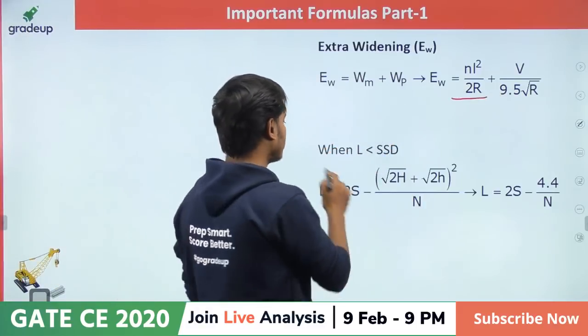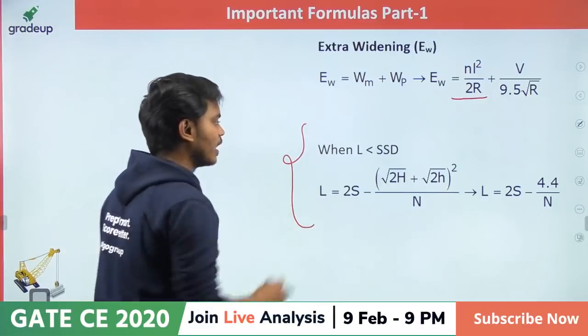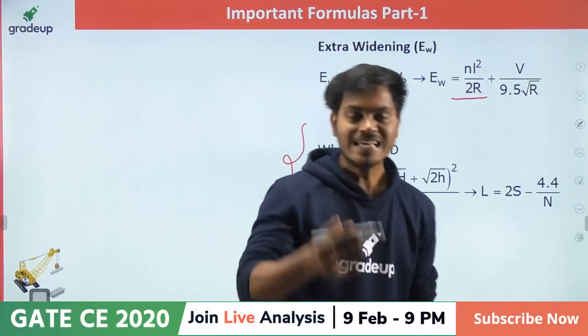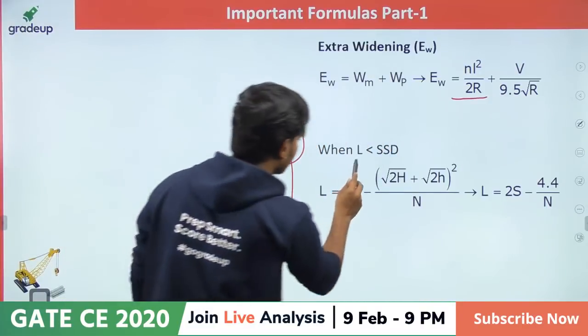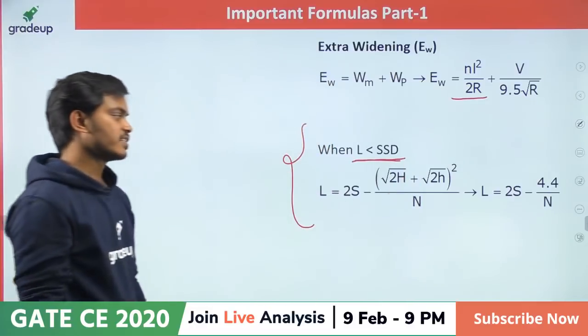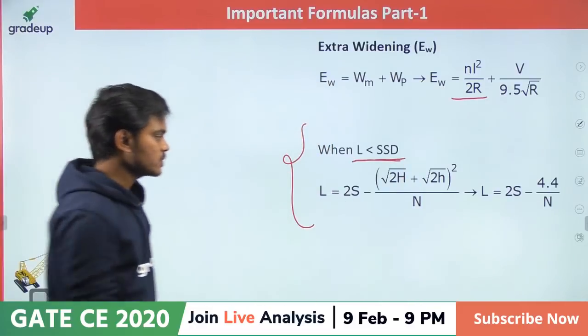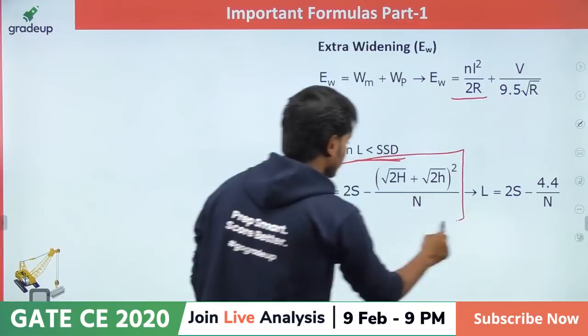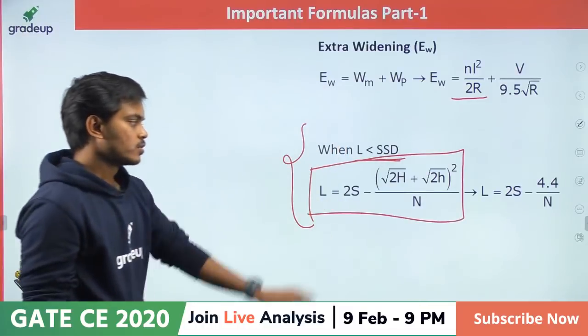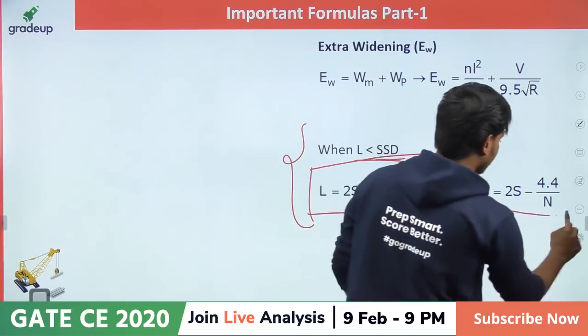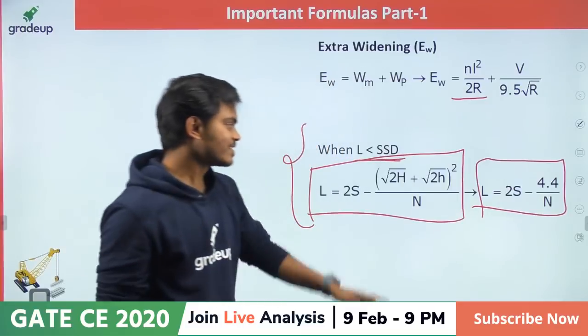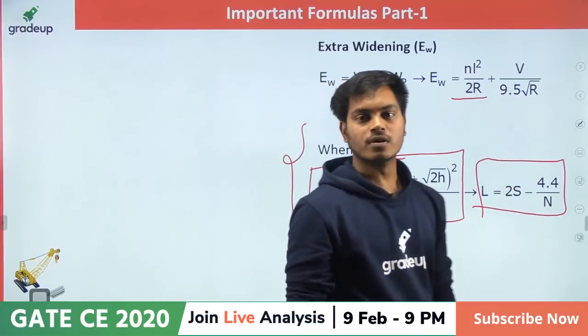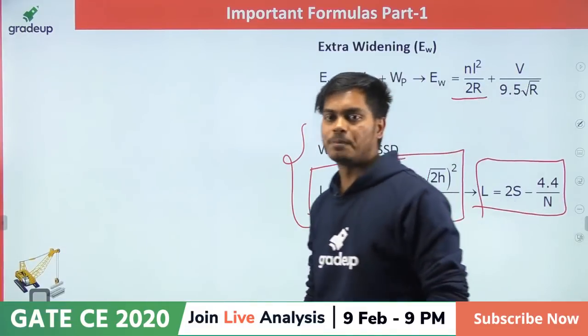Now let's come to the length of summit curve. If the length is less than SSD, it will be given in the question. This is the general formula, so you can rely on this formula directly. Can you please tell me what should be the height of driver and what should be the height of object?